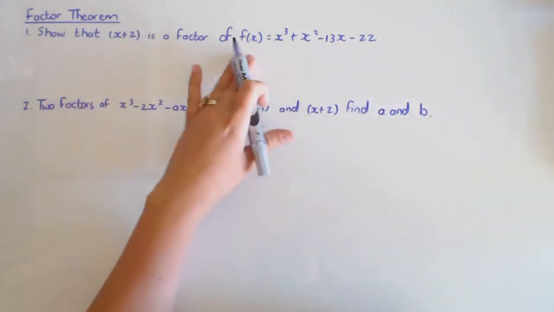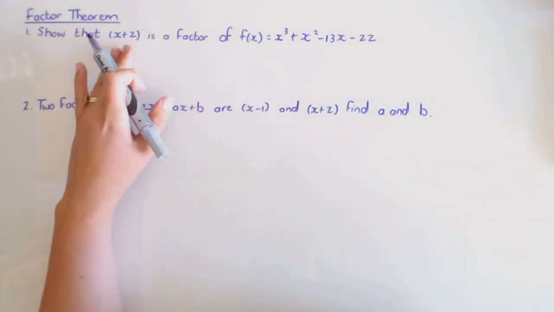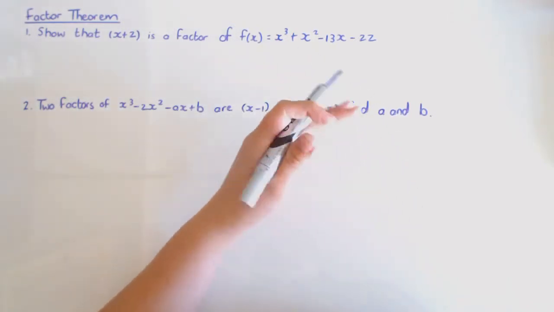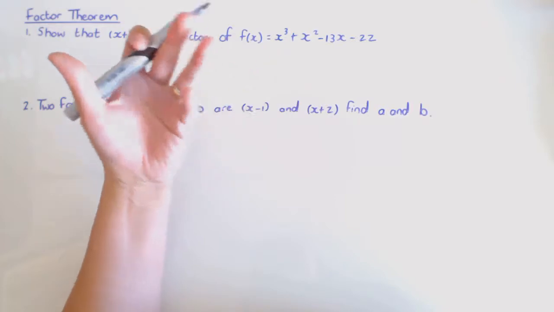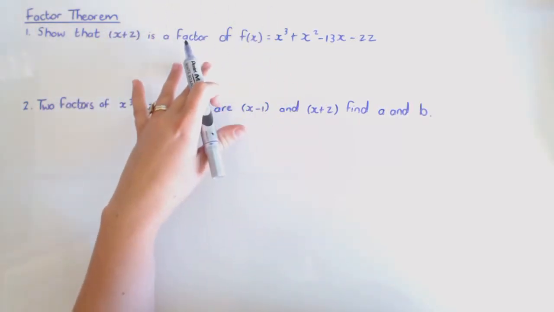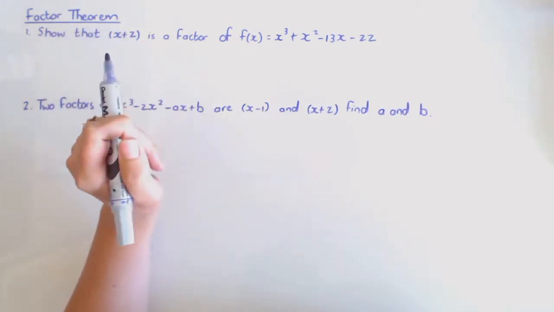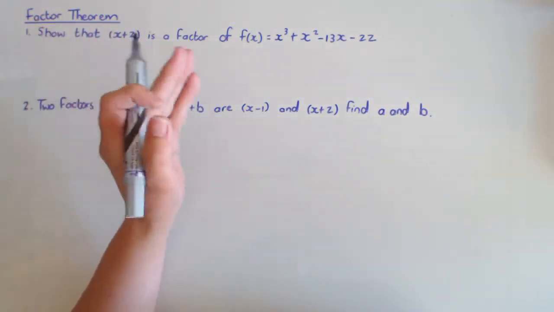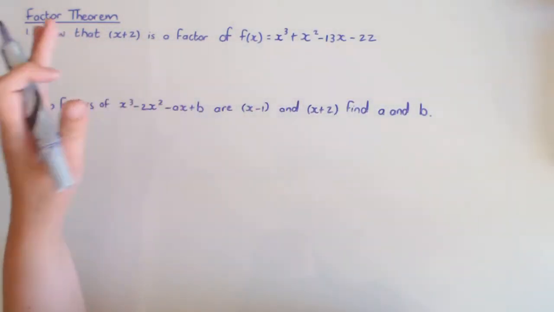Now, if I do this process and I get a remainder of 0, then this is basically a factor of that. So this is a spin-off of the remainder theorem, which says if the remainder is 0, using the remainder theorem, then that bracket that I started with will be one of the factors when I factorize this function.